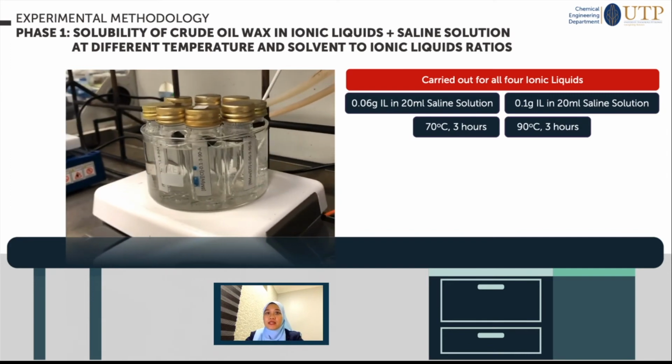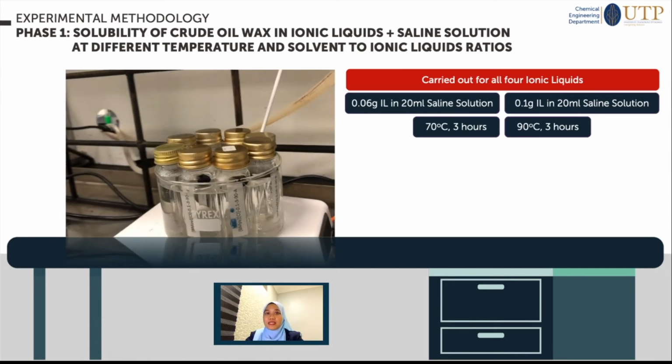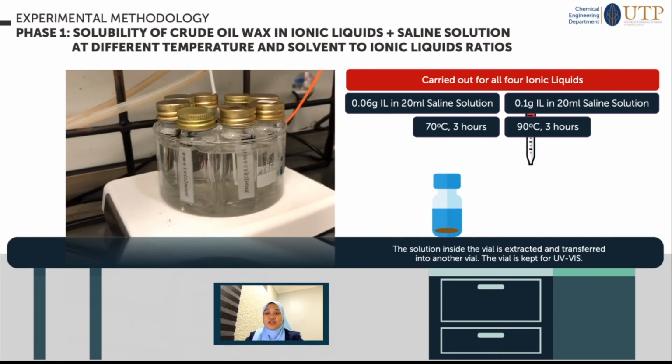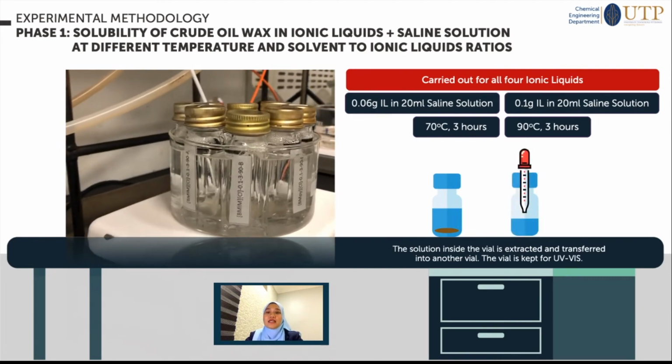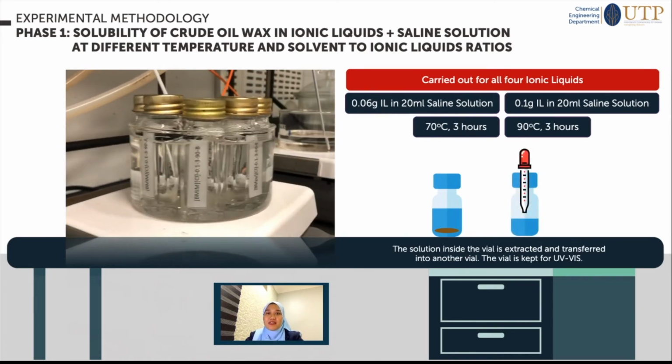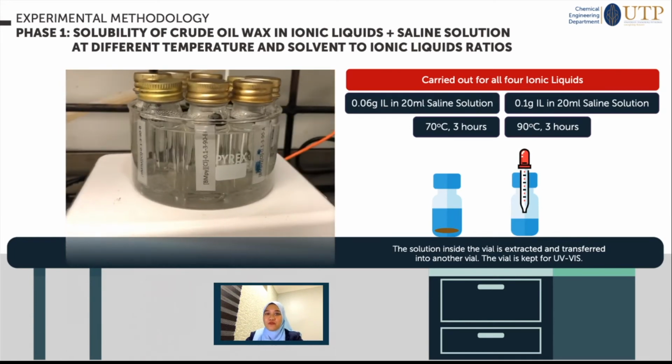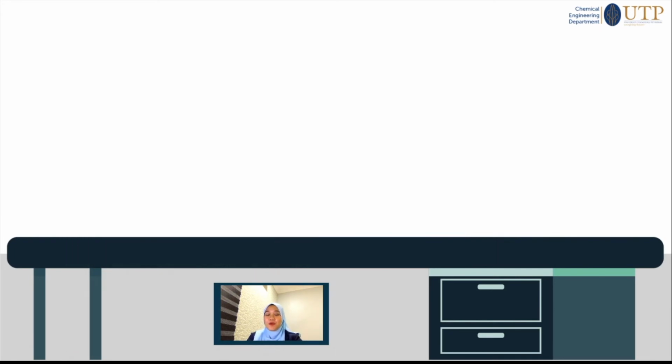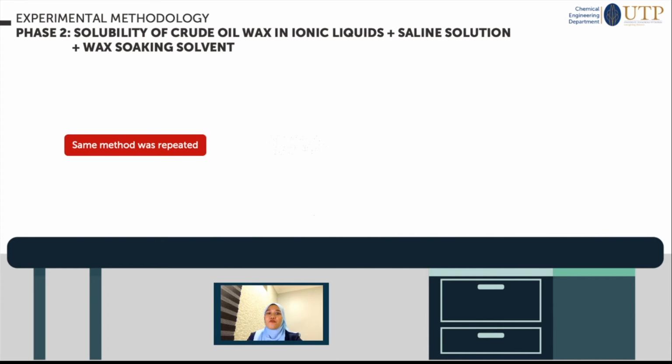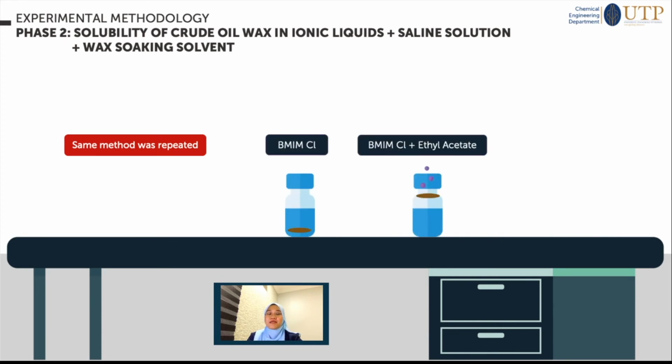This method is repeated once for better result. After that, the solution inside the vial was extracted and transferred into another vial. The vial was then kept for UV-Vis purpose. For phase 2, the same method was repeated for BMIM-Cl plus ethyl acetate, and BMIM-Cl plus ethanol.